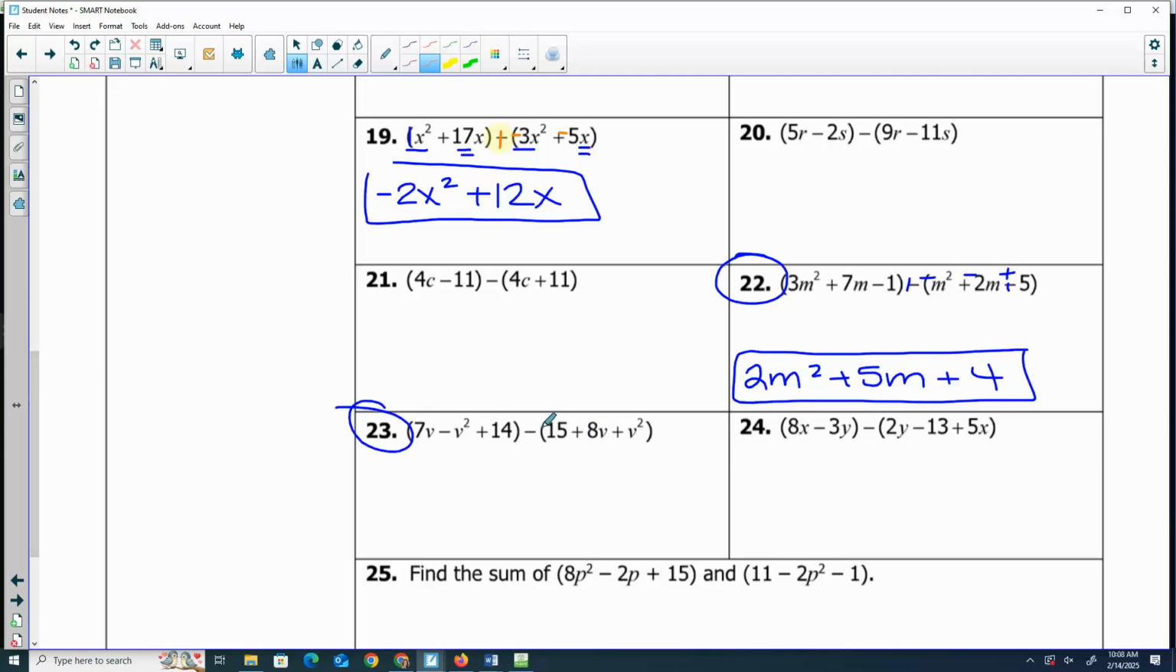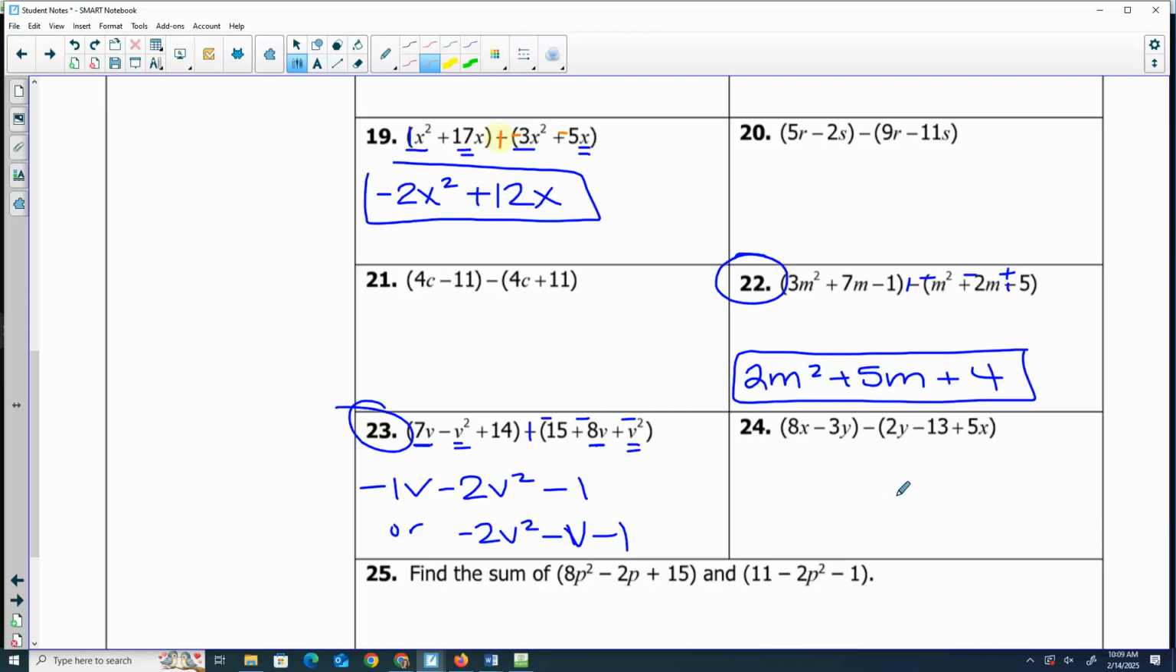And 23. Distribute your negative. And add like things together. It doesn't matter what order you put them in. So if you wanted 7b plus negative 8b is negative 1b. Negative 1b squared plus negative 1b squared is negative 2b squared. And 14 plus negative 15 is negative 1. Or if you rewrote it, you could write negative 2b squared minus b minus 1. So either answer is correct.